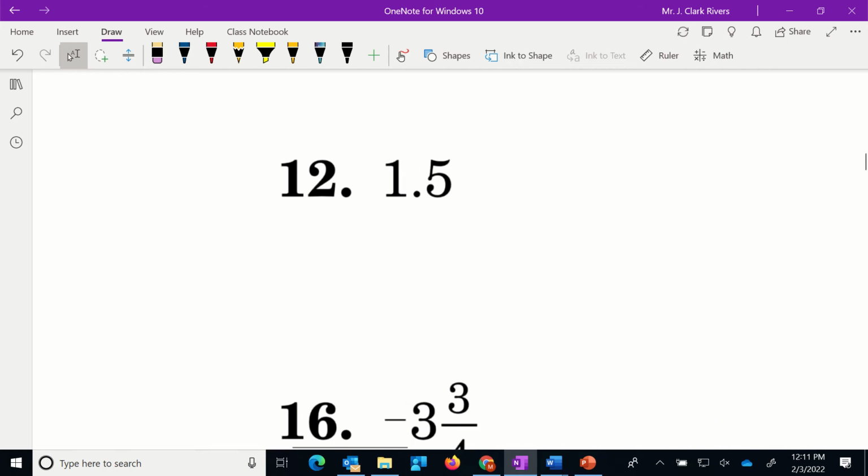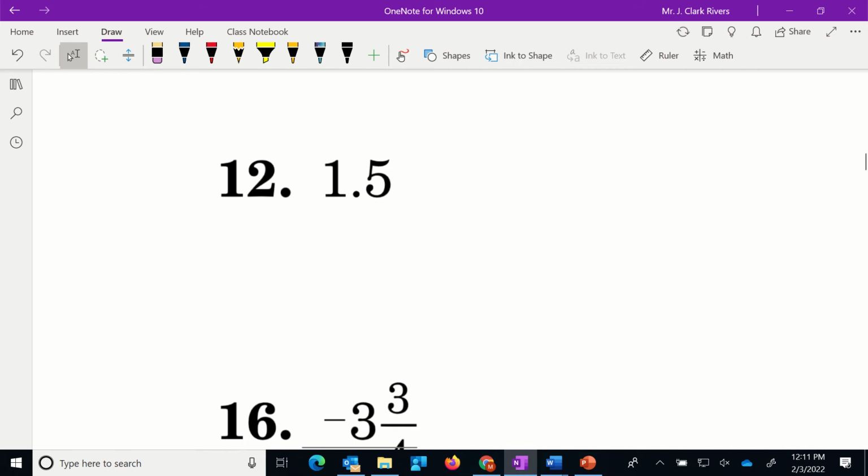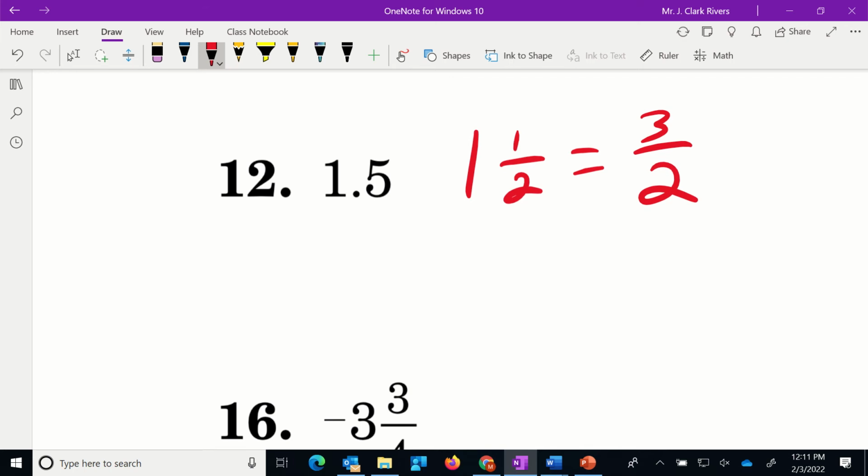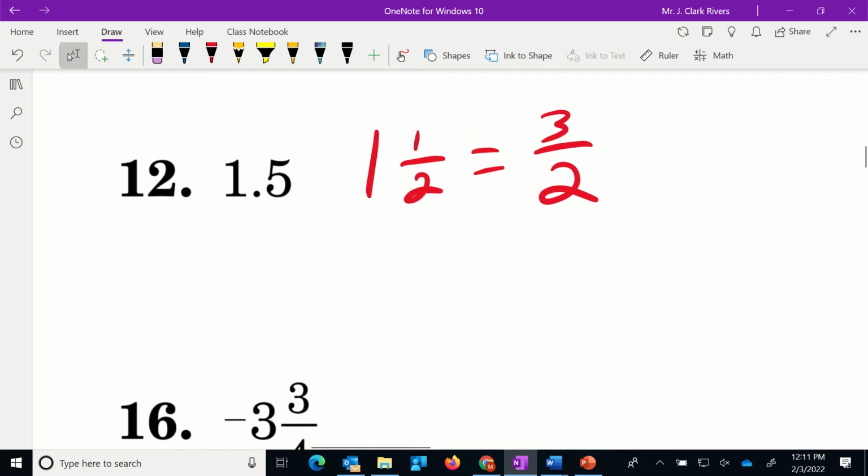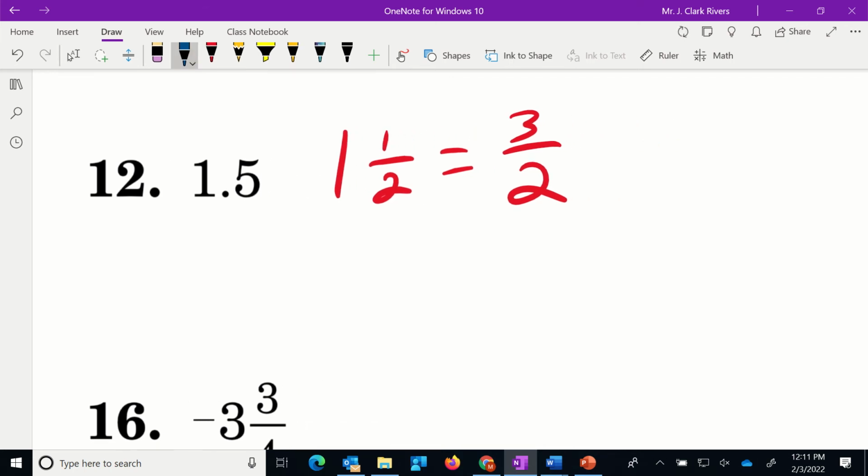Now number 12 is a little bit harder. 1.5, that is 1 and 1/2. So always convert these to fractions, and not only convert them to fraction, we need an improper fraction. So 1 and 1/2 is, what is an improper fraction? 3 over 2. 3 over 2. And so what would the multiplicative inverse of this be? 2 over 3. Now, do me a favor. Do not say this equals 2/3.